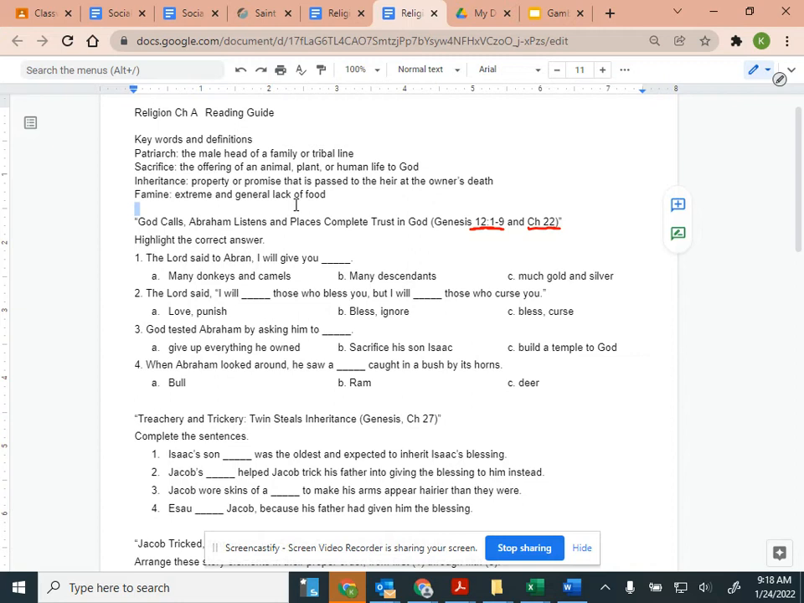So we need to think about those sacrifices that God is asking us to make. He's not asking that big of a sacrifice from us. Okay? He's asking for us to put him first, just as Abraham put God first. He's asking for us to put God first.